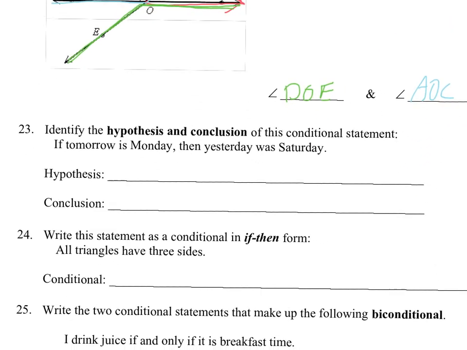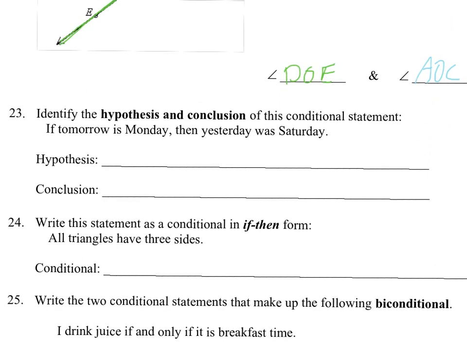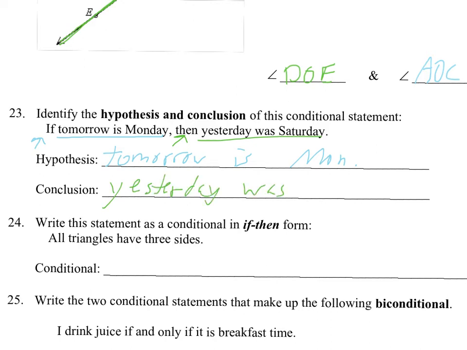Okay, number 23. Identify the hypothesis and conclusion of this conditional statement. If tomorrow is Monday, then yesterday was Saturday. Remember, tomorrow is Monday. What follows if is your hypothesis. Tomorrow is Monday. Your conclusion is whatever follows then, which is yesterday was Saturday.